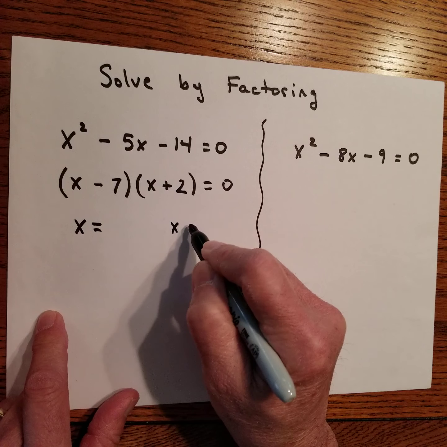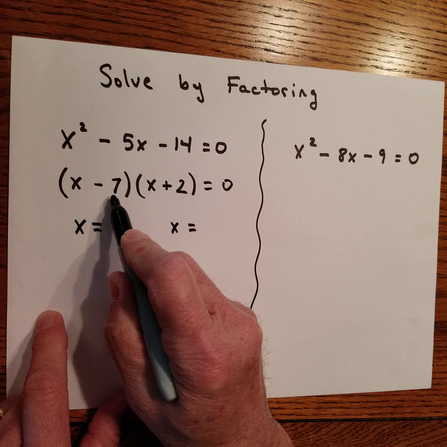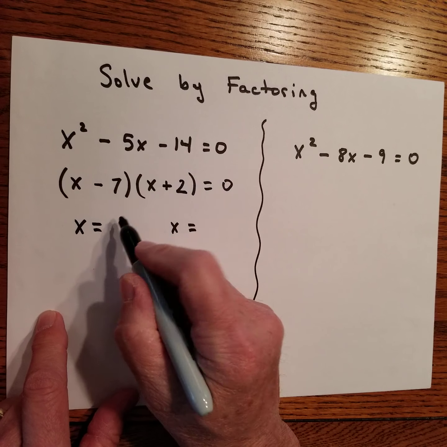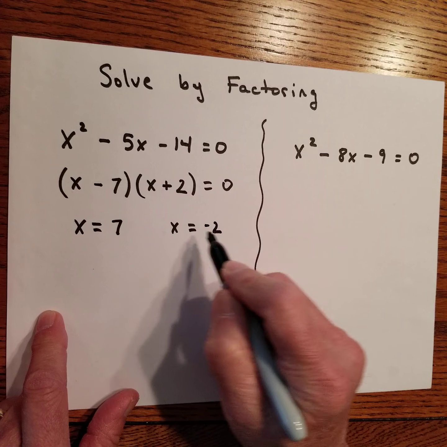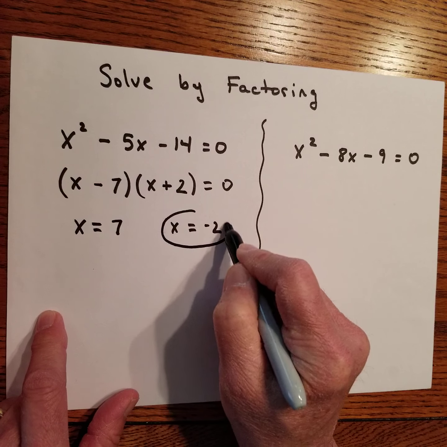For my solutions then, move a -7 to the other side of the equal sign. Move a +2 to the other side of the equal sign. And there's my two solutions.